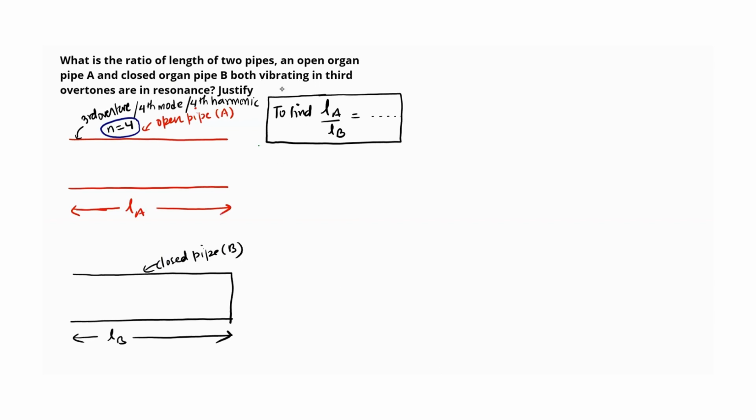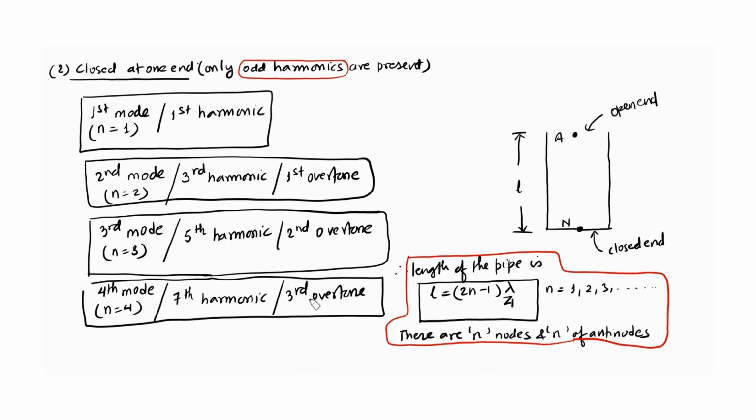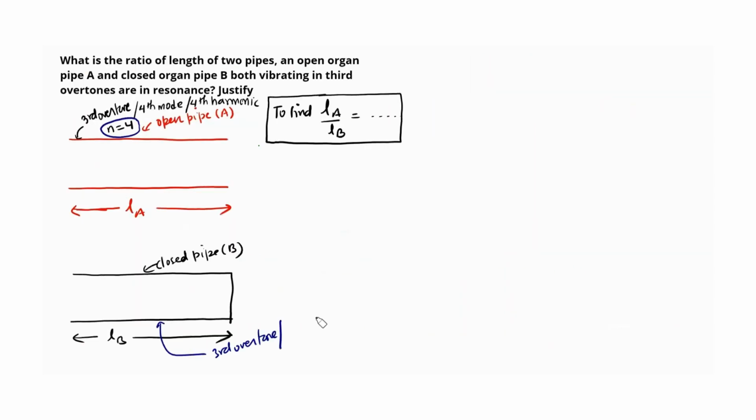Now, the closed organ pipe is in third overtone, okay? So this is in third overtone. Now we have just discussed, the third overtone corresponds to the fourth mode, or seventh harmonic, in a closed organ pipe, okay? So we have fourth mode or seventh harmonic. Now, in this case, in the closed organ pipe, n equals 4. This is to be noted, okay?